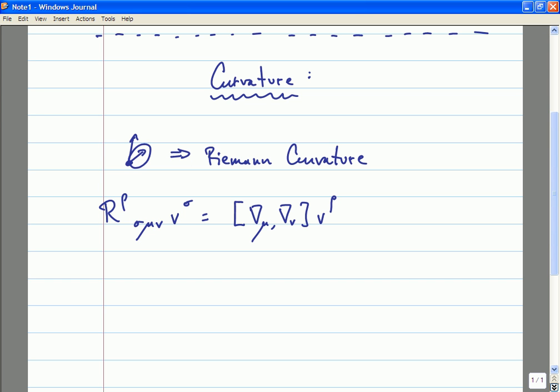So the Riemann curvature is the tensor that packages the idea that vectors transported around little loops don't come back to one another. And we derived last time an explicit formula for the Riemann curvature tensor in terms of the Christoffel symbols.